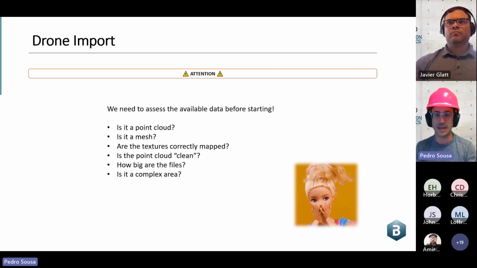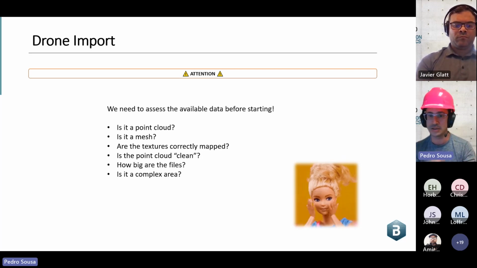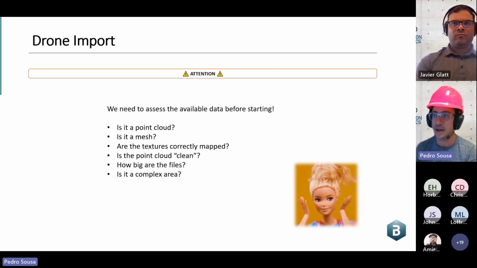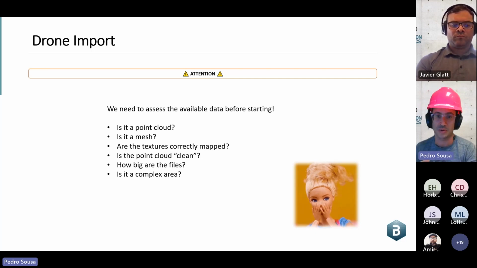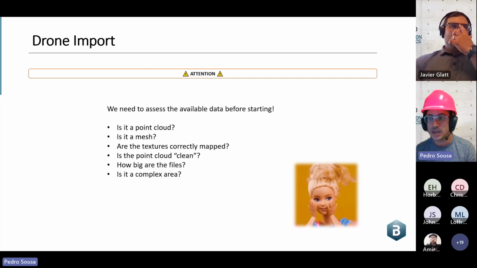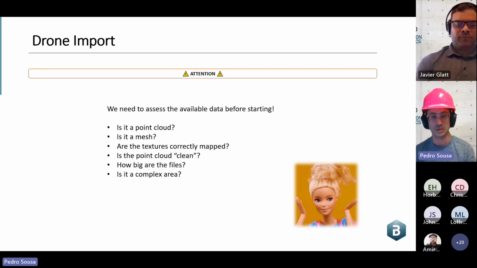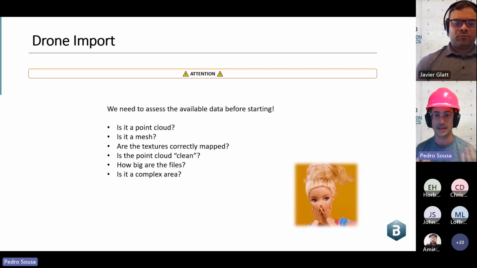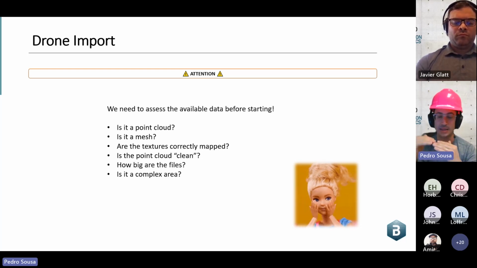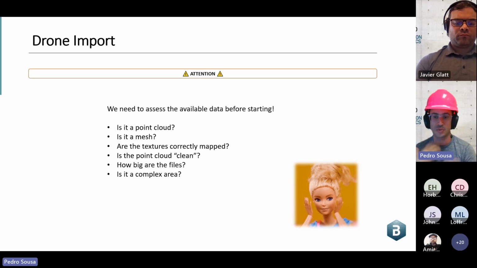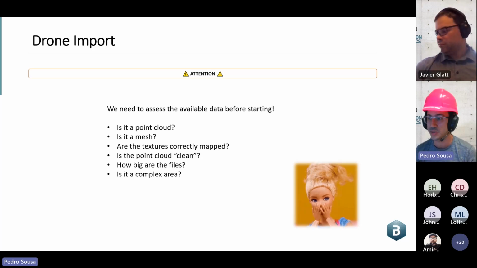So it is the information that you have. Are the textures correctly mapped? Sometimes the textures are not very well mapped with the geometry, so it might give you some weird results. Is the point cloud clean? Just recently we were working with a customer that had a point cloud that they wanted to import inside cmBuilder, and they didn't notice in the beginning that the point cloud was duplicated, right? So there was an offset that was creating some weird meshes and some weird geometries.